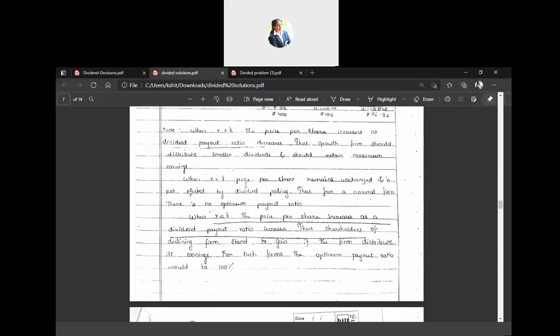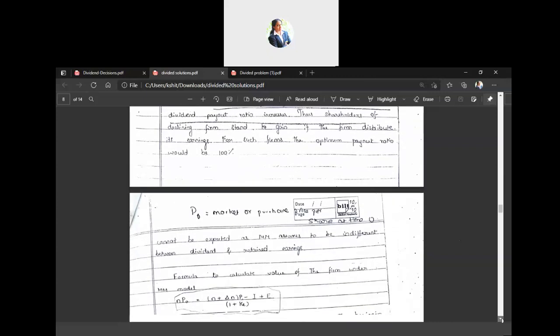And when R is equal to K, price per share remains unchanged and is not affected by dividend policy. And thus for a normal firm, there is no optimum payout ratio. And when the rate of return is lesser than KE, the price per share increases as the dividend payout ratio increases. And therefore, the shareholders of a declining firm will always stand to gain if the firm distributes its earnings. For such firms, the optimum payout ratio will always be 100%.